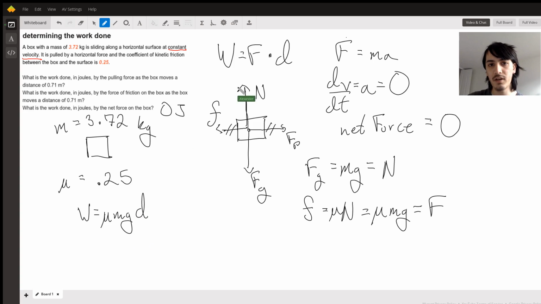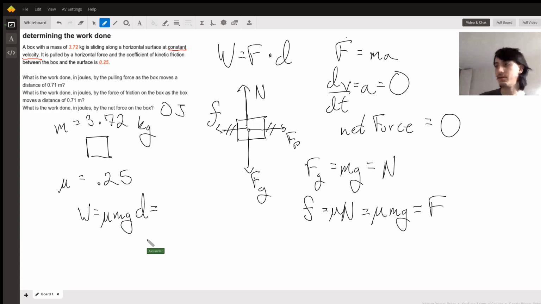And we want to be careful about the sign here. This is a dot product. So if the vectors are both pointing in the same direction, then it'll be positive, but pointed in opposite directions, then the result will be negative. Since the pulling force is in the direction of motion, so we're pulling the box 0.71 meters in that direction, the work for the pulling force is going to be positive.